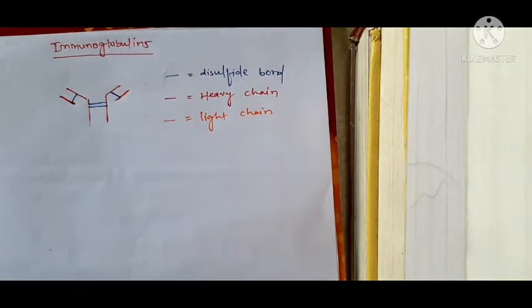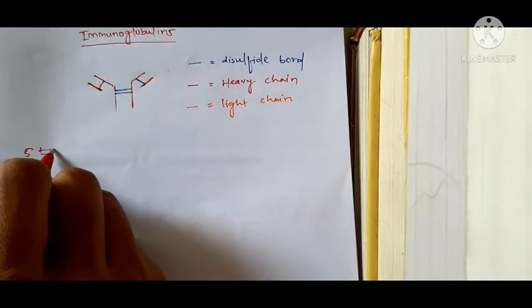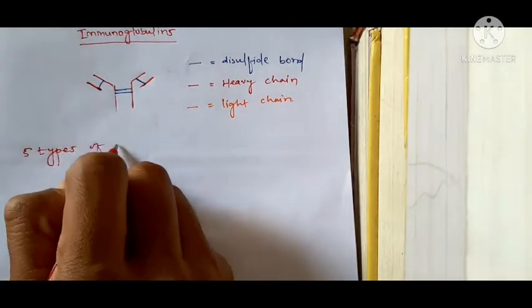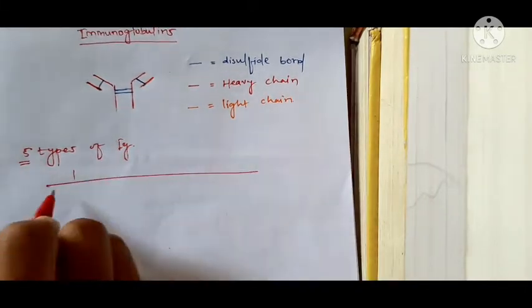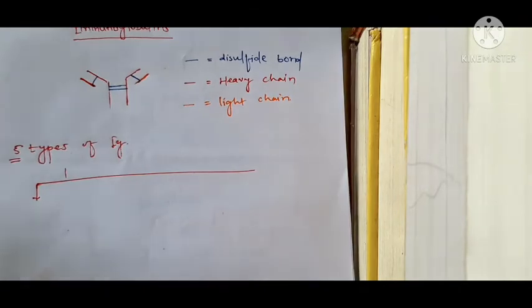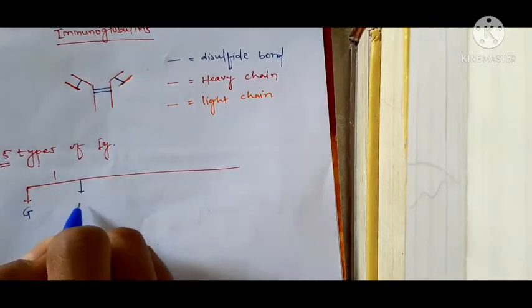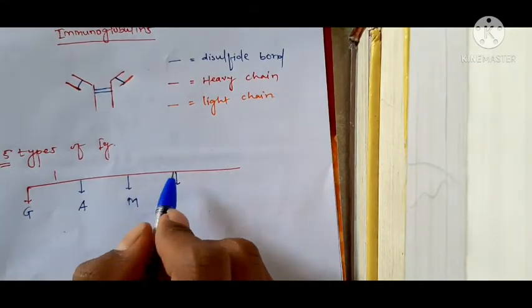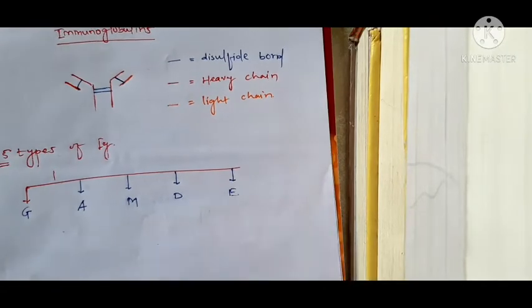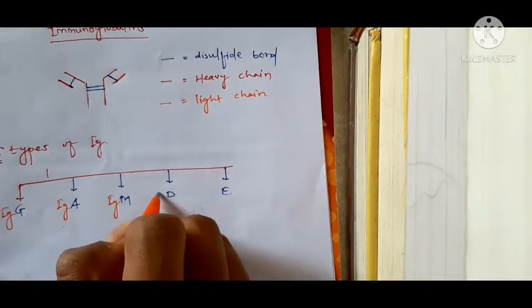So there are 5 types of immunoglobulins. The first is immunoglobulin G, the second is immunoglobulin A, the third is immunoglobulin M, and the fourth and fifth are D and E. So you may recall that as GAMDE.